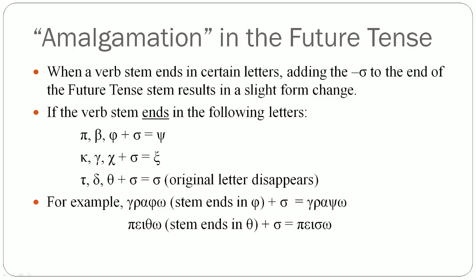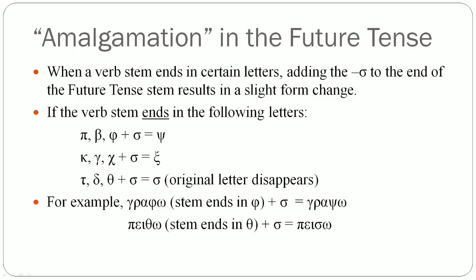Actually, not difficult to imagine why. Just say the two letters pi and sigma, ps, and it's the sound of the letter psi. Beta sigma, bs, kind of the same idea. You say it really fast, and it kind of sounds like a psi. All right, phi, that's a little bit harder, but that letter is actually related to the first two. So those three letters combine with the sigma to give you the letter psi. It will replace both the letter and the sigma, and you're left with a psi.